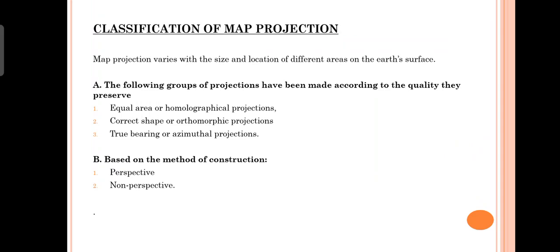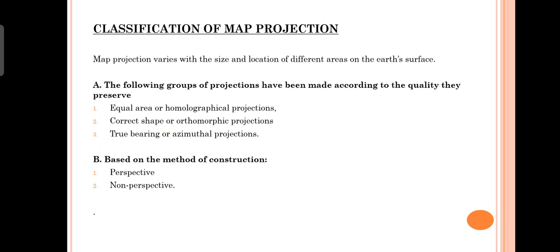Next, classification of map projections. Map projection varies with the size and location of different areas on the Earth's surface. The first classification is the following groups of projections, made according to the quality they preserve. First, equal area projections. Second, correct shape or orthomorphic projections. Third, true bearing or azimuthal projections.